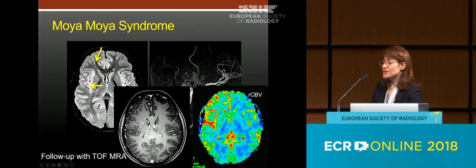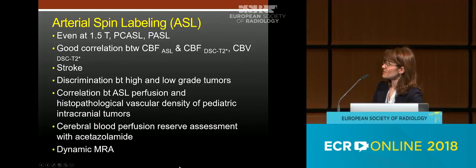However, if these patients are considered for a surgery, then we have to state the presence of the collateral vascularity and the perfusion status of the parenchyma. So we give contrast, and then if we see increased cerebral blood volume in that area, we can say that still the cerebrovascular reserve is preserved in this patient.